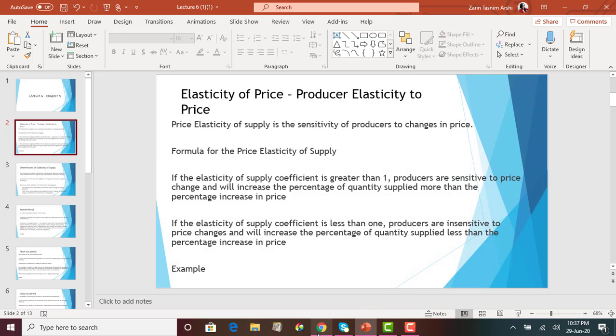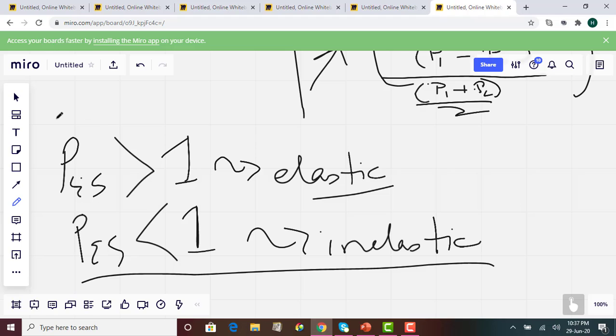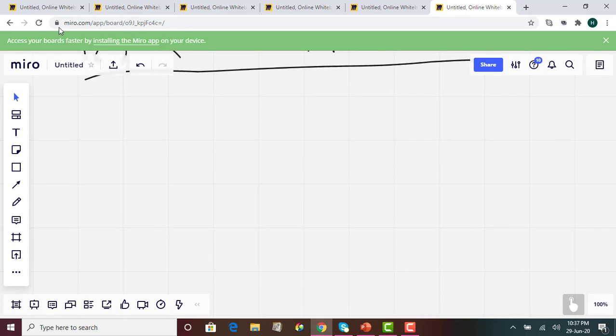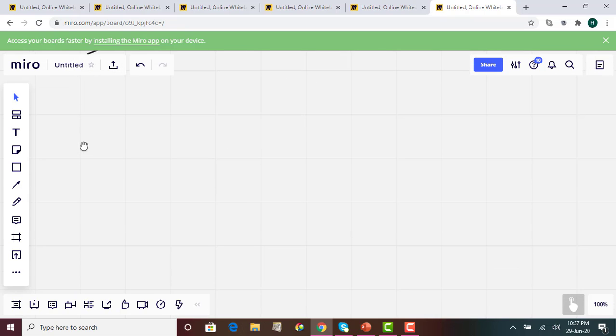And I'm going to do an example now so that you are very clear on what's going on and how you can calculate it. Okay, so let's say you're given a table.